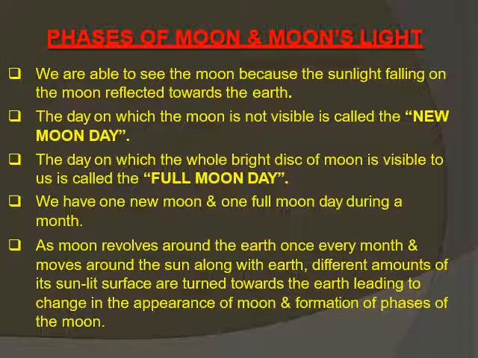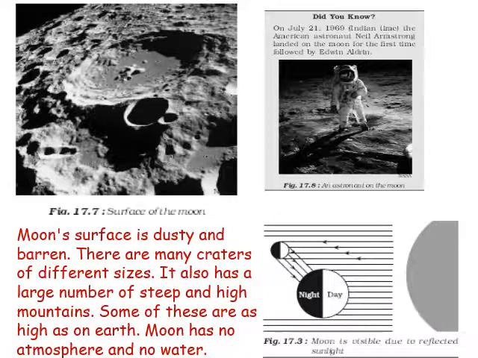As moon revolves around the earth once every month and moves around the sun along with earth, different amounts of sunlit surface are turned towards the earth, leading to the change in the appearance of moon and formation of phases of the moon. In this pic, you can see the surface of the moon.